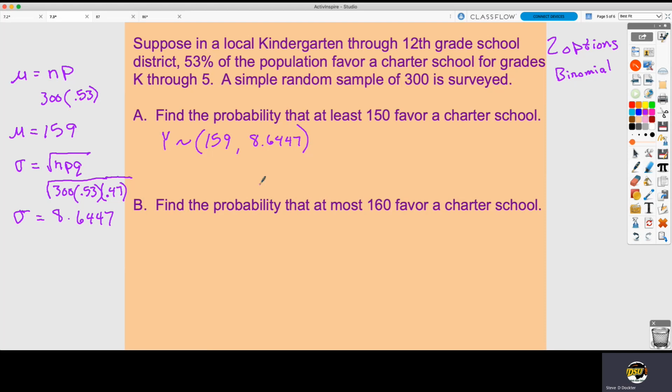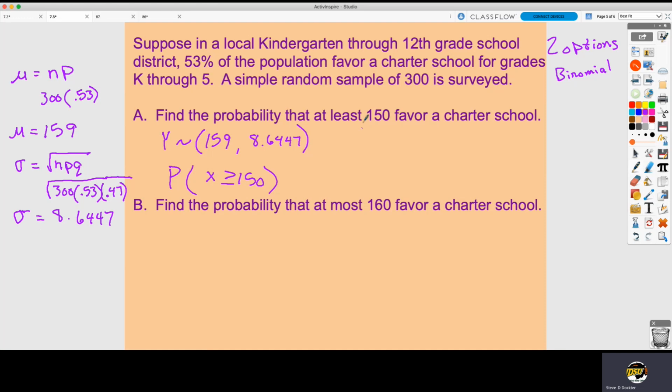Okay, now this is where it gets a little bit trickier. Find the probability that at least 150 favor a charter school. So what we're truly doing here is trying to find the probability that X is greater than or equal to 150. The or equal to is important here. When we type this in, we're not going to use the 150. Remember how we had problems with that early on?